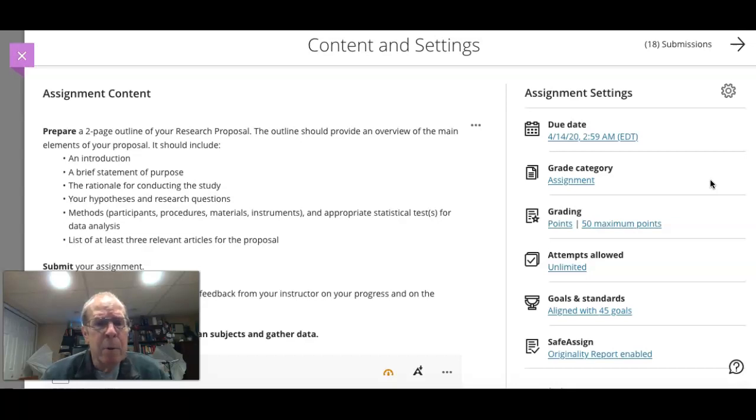And then in your methods, that's going to be your research design. Research design is an important part of it. And then participants, procedures, what are you going to do? Or if you're going to use any materials or instruments or tests, what kind of data analysis do you think you would do with the data that you're getting? And then you want 3 articles to support your proposal, and your articles need to be peer-reviewed research articles.